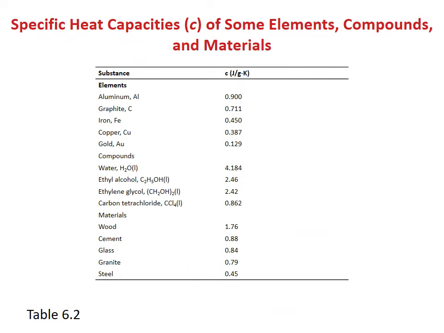This table shows specific heat capacities of some elements, compounds, and materials. Water has a specific heat capacity of exactly 1 calorie per gram Kelvin. 1 calorie equals 4.184 joule, and therefore the specific heat capacity for water is 4.184 joule per gram per Kelvin.